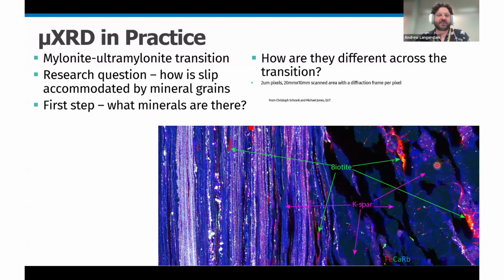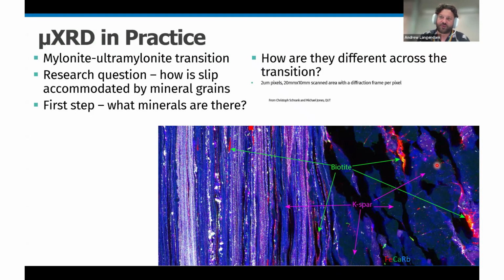So to put this into practice, again, this is from Christoph and Michael, who've been really good collaborators on this particular technique development. This was some myelinite, ultramyelinite shear transitions that they were looking at, trying to understand how slip was accommodated within mineral grains and how different minerals were being altered by the transition between myelinite and ultramyelinite. And also some other things like porosity changes and things that, if you want to know more, there's a couple of papers that have been put out about this. This was recently collected data as well. This was only collected at the end of last year.